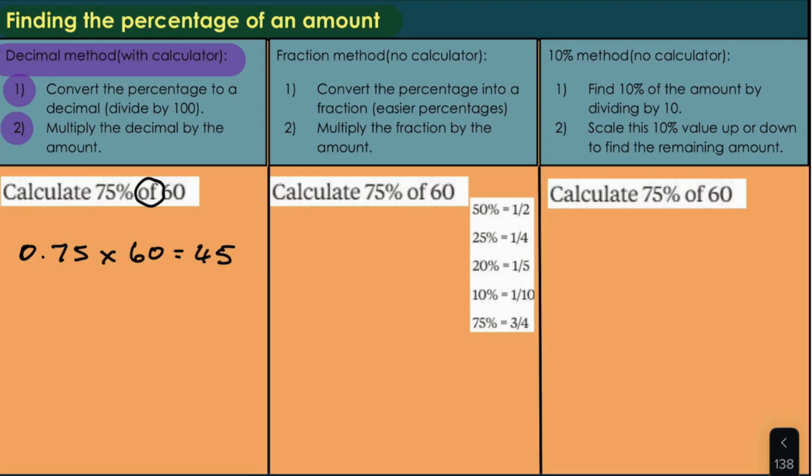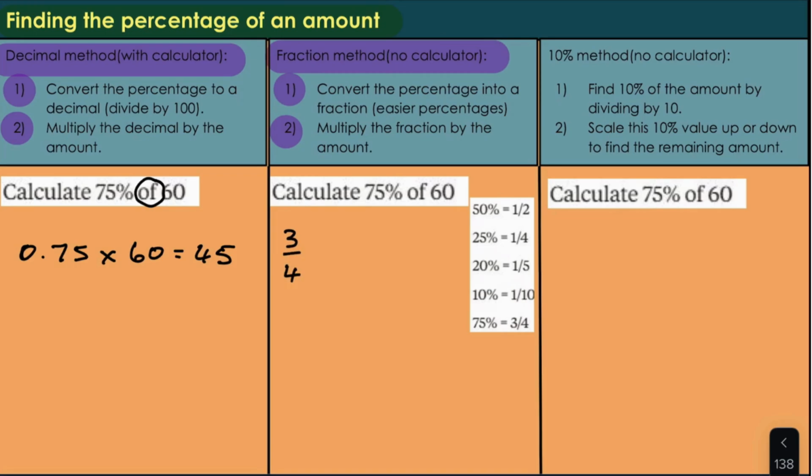Now we consider two methods that you would use if you were not allowed a calculator in your test. First up, the fraction method. We'll follow these two steps. Step 1, convert the percentage into a fraction. So the question says calculate 75% of 60. 75% as a fraction is 3/4.